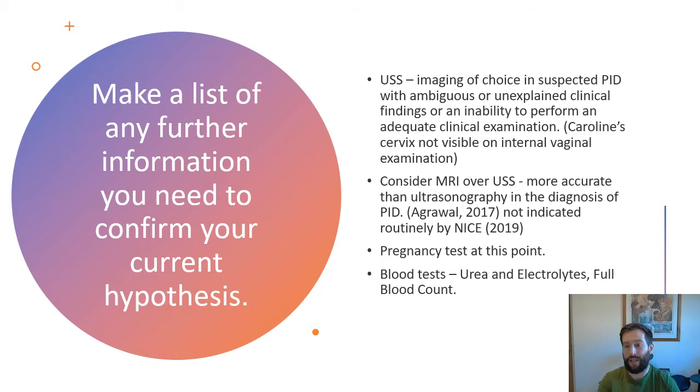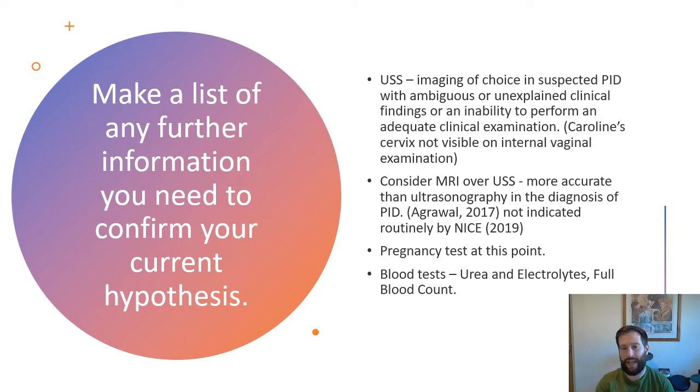For example, if ultrasound confirmed a normal appendix, then we can rule that out. And I know that as we progress through the case, we do get the ultrasound results shortly anyway. But this is the imaging of choice in suspected pelvic inflammatory disease, especially when there's ambiguity or unexplained clinical findings. Pelvic inflammatory disease, as I said, is an umbrella term and can be one of several specific diagnoses, including tubo-ovarian abscess, which, as I said before, once we get to our actual ultrasound scan results for Caroline, we'll see is highly suggestive of.